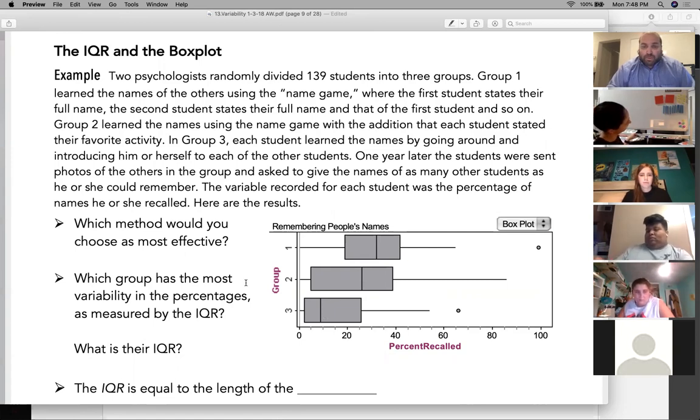But that's not really what we want to focus on right now because the chapter is on variability. So which group has the most variability as measured by the IQR? Looks like 2. 2, right? It's the biggest box. You don't have to do any calculations, right? It's the biggest box. Now, what is the IQR?